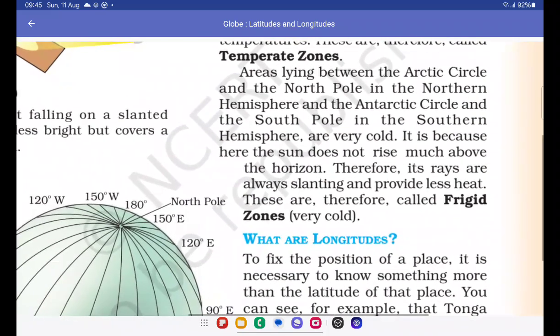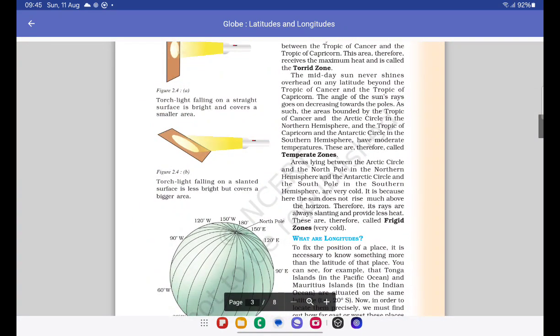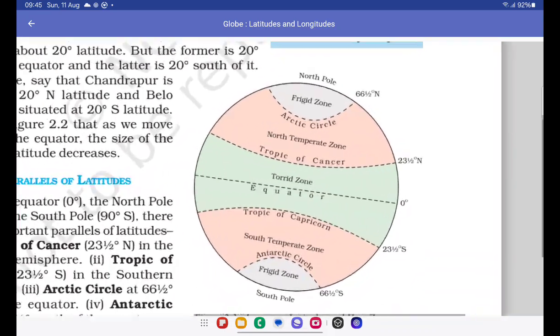And for the frigid zones, areas lying between, it is here the sun does not rise much above the horizon. Its rays are always slanting and provide less heat. So these areas are basically cold throughout the year. This is the frigid zone.